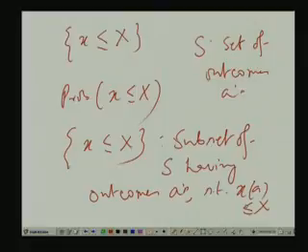So, I find out those outcomes only for which x takes values less than or equal to capital X. The set of those outcomes definitely is a subset of S and definitely is an event that has a probability. So, the probability of small x less than or equal to capital X equivalently means the probability of that event. Which event? That consists of those outcomes for which x takes values less than or equal to capital X.